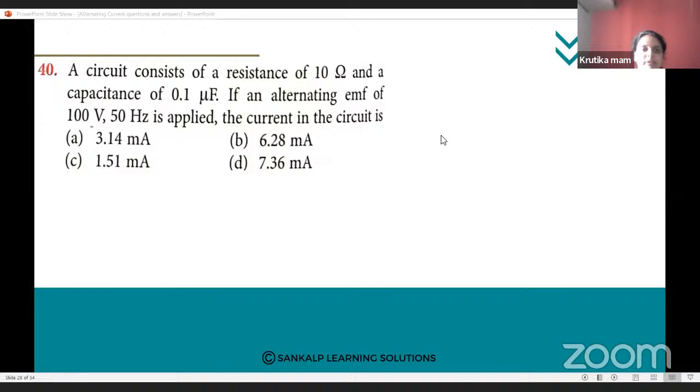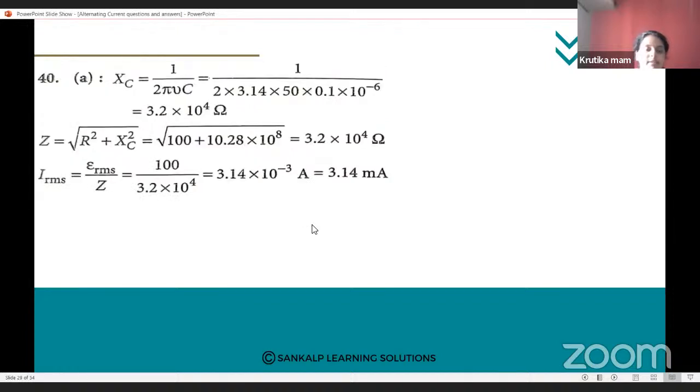A, 3.14. Yes, correct it is. So again the same, IRMS is equal to ERMS divided by Z. The ERMS value is 100, but the Z value is 3.2 into 10 raised to 4 ohm. So if you simplify, 3.14 into 10 raised to minus 3 ampere. You have to calculate Z first. From the Z you can reach the IRMS. Copy down the solution.